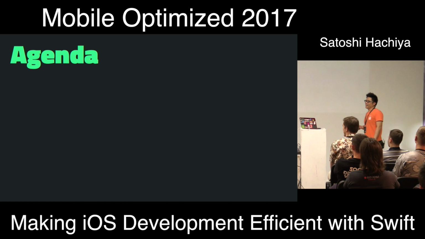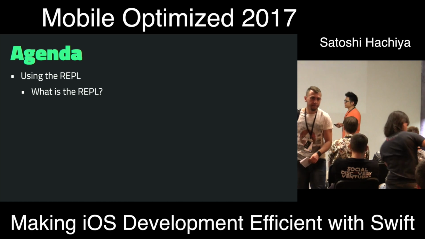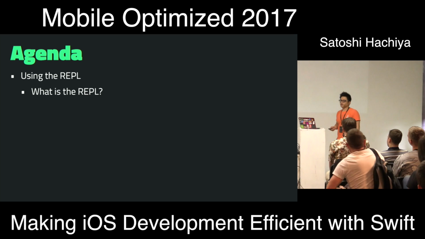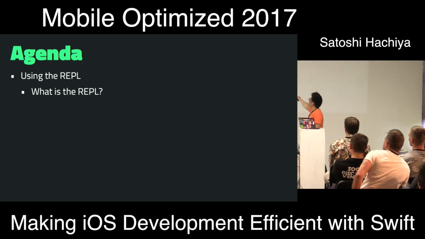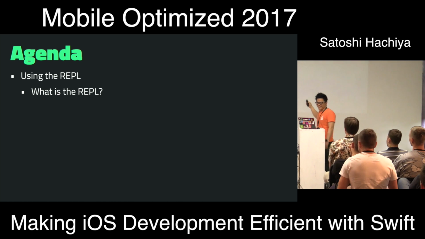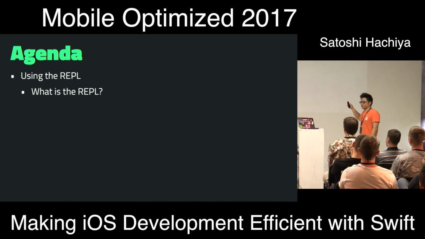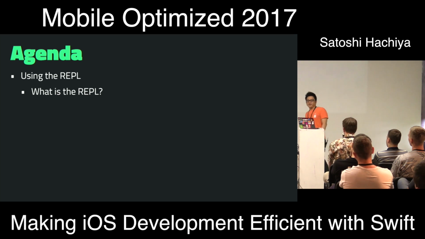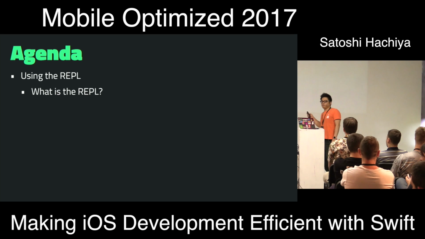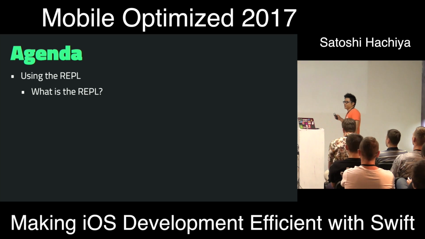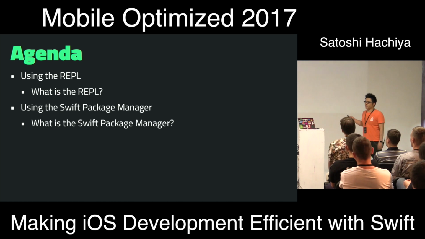In this talk, I talk about approaching the practical use of Swift. By the way, how can I pronounce REPL in English? In Japanese, we pronounce it differently, but in this talk, I call it REPL. First, using the REPL. The REPL is a read, eval, print loop. It's a simple way to read, evaluate, and print the result of any Swift code.